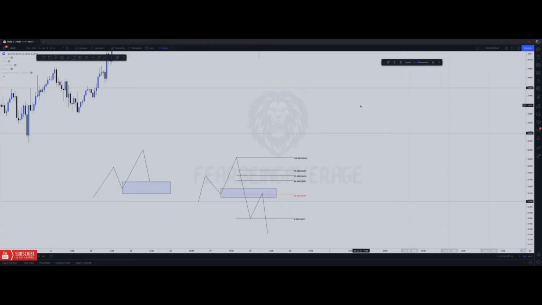Going on, guys? So today I'm going to be going over the concept of breaker blocks. So breaker blocks are basically an order block that gets broken through. It's in the name. It's a simple concept, but used correctly, you'll be able to make a lot of money and profit a good amount of pips using it.